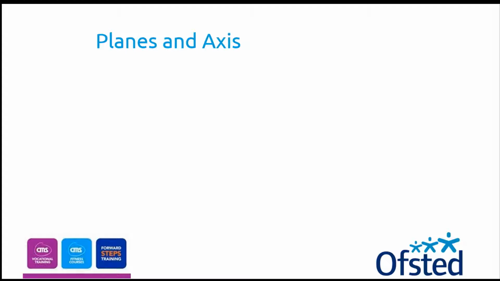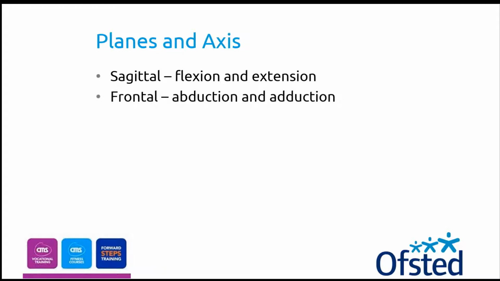So where bones meet, you'll have joints, and those joints will move in planes and axes. So a bit tricky to explain over a webinar, but hopefully you'll cover this in a workshop with a tutor. So your plane will be your sagittal, and you can have, we'll start that again. You have 3 planes. You have a sagittal plane, a frontal plane, and a transverse plane.